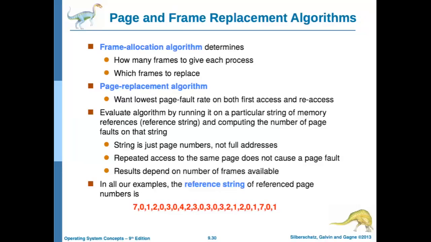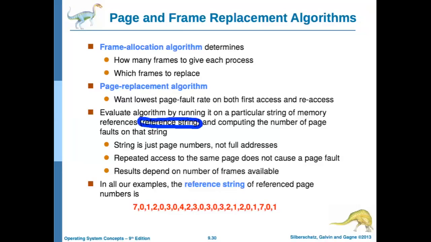So that is the frame allocation algorithm, and the second part is the page replacement algorithm. We want a page replacement algorithm that results in the lowest page fault rate, on first access and also on re-access. Because multiple algorithms are possible, we need to evaluate the algorithms, and for evaluation the most important thing is that we go with some sort of reference string.